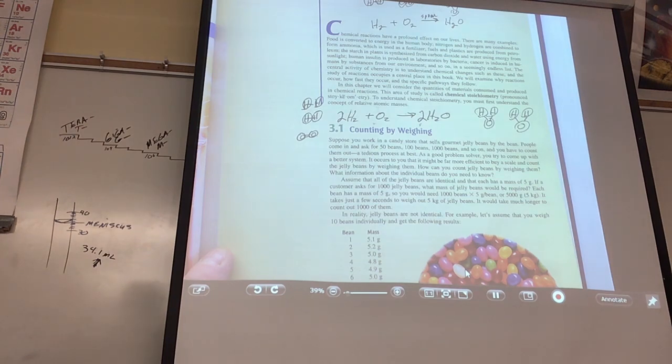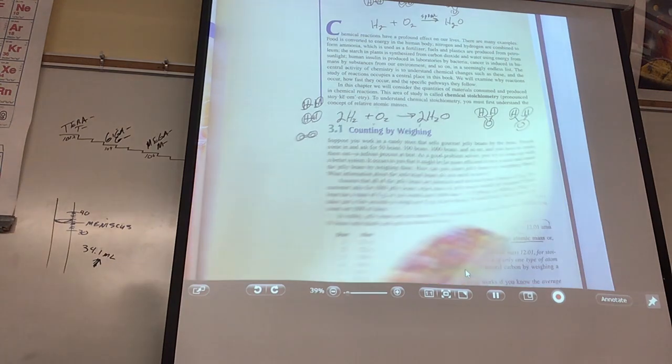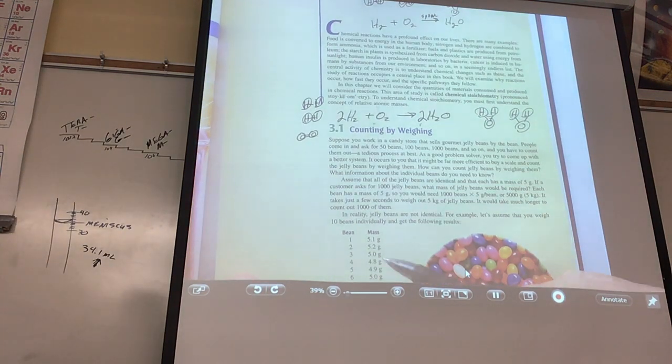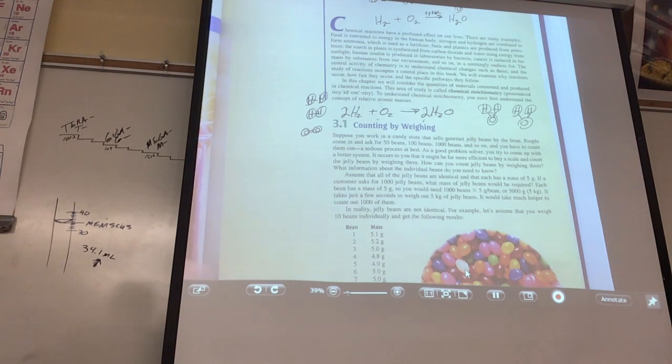So you have to figure out how to do it. If I owned the store, what I would do is I wouldn't count just 10 jelly beans at random. I would weigh maybe 1,000 individual jelly beans. And some of the jelly beans weigh 5.1, 5.2, 5.0, 4.8. Everybody see that? Now this is analogous to isotopes.